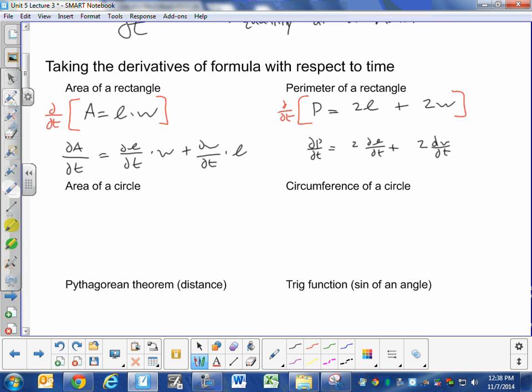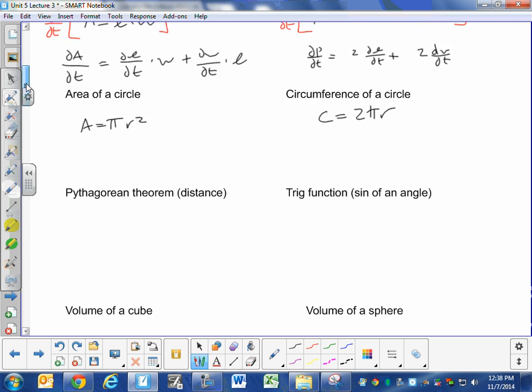There's a bunch of others. Area of circles, we can find the derivative of this, pi r squared. I won't do it. Circumference of a circle, 2 pi r. I can take the derivative of that with respect to t. dC/dt is equal to 2 pi dr/dt.